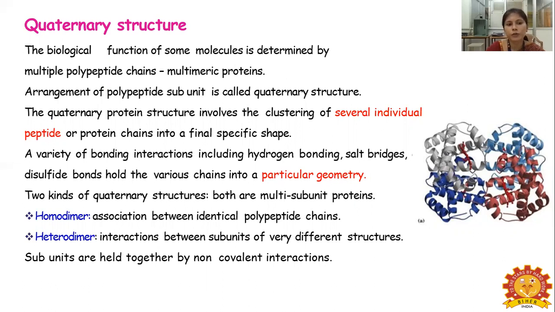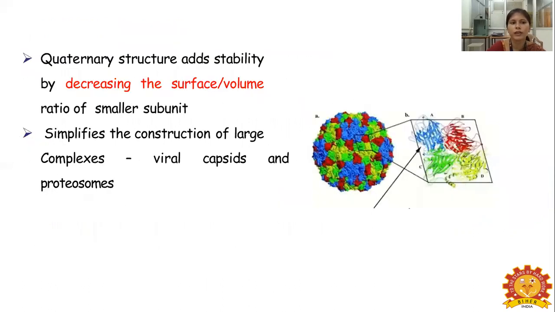There are two kinds of quaternary structures. Both are multi-subunit proteins, like a homodimer, which is an association of identical polypeptide chains, or a heterodimer, which is an interaction between subunits of very different structures. The subunits are held together by non-covalent interactions. Quaternary structure adds stability by decreasing the surface area to volume ratio of smaller subunits. This simplifies the construction of large complexes like viral capsids or proteasomes.